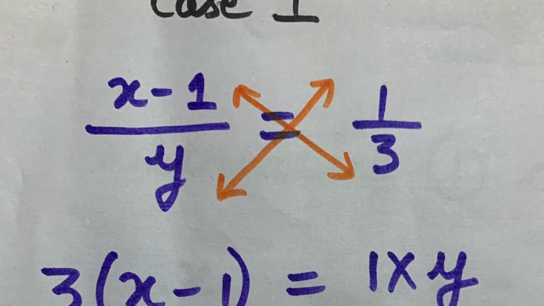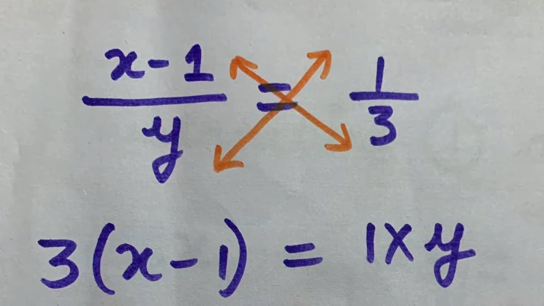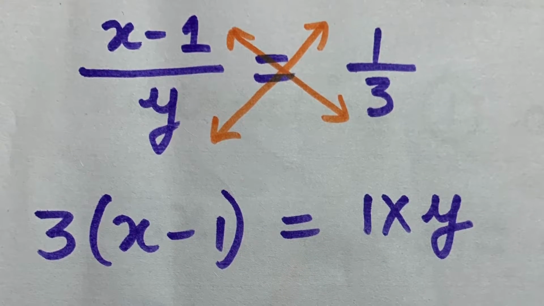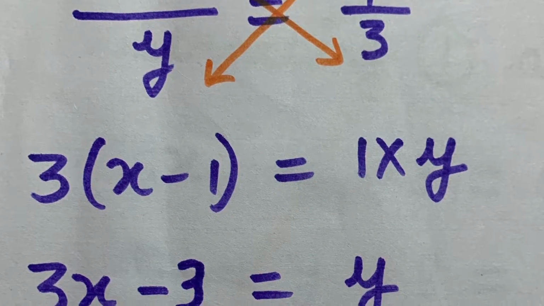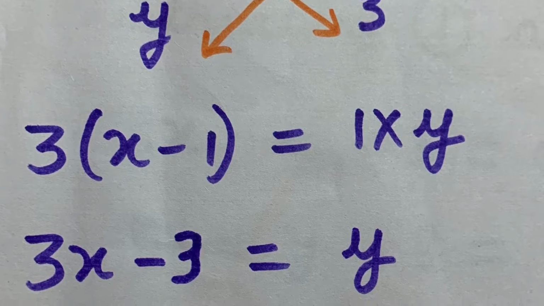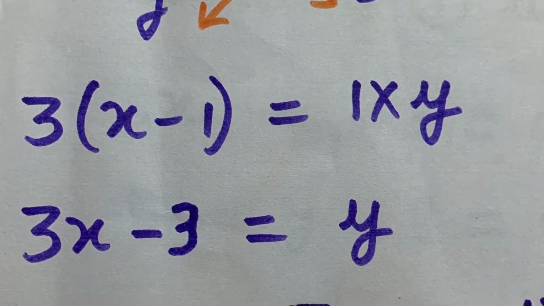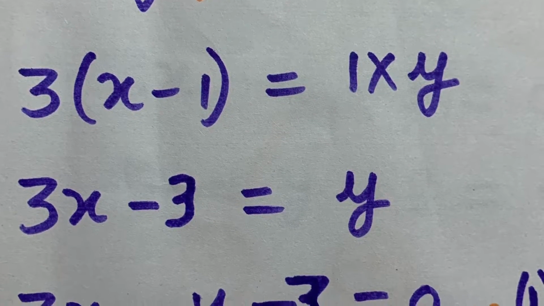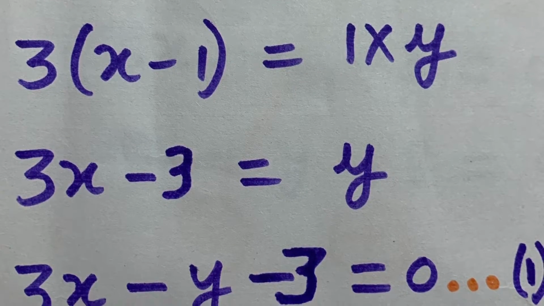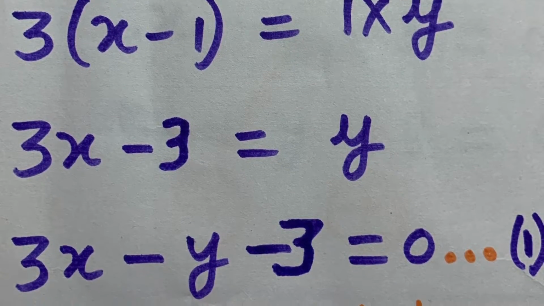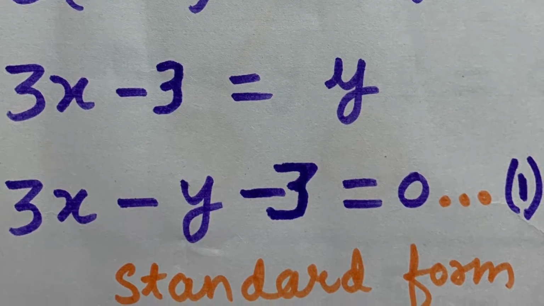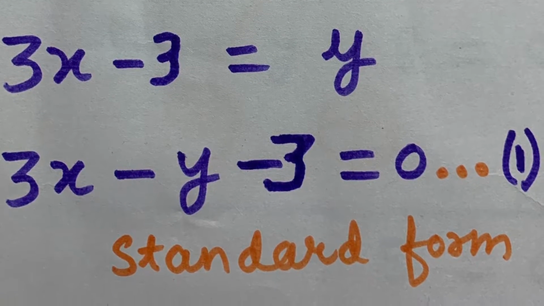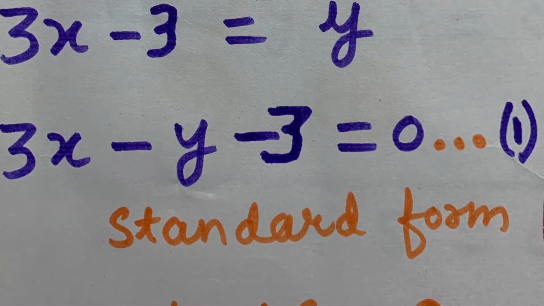Case 1: 3 will be cross multiplied by x minus 1 and we will get 3x minus 3. y will be cross multiplied by 1, we will get y. Now all the terms will be shifted to left hand side. So in standard form it would become 3x minus y minus 3 equal to 0.